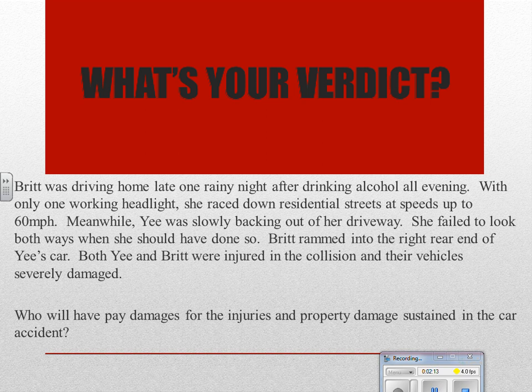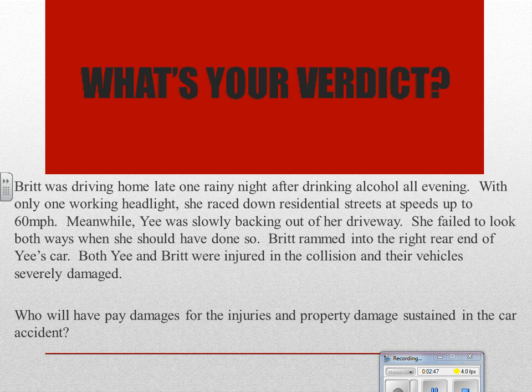So we have a rainy night. We have not the best driving conditions. We have speeding, going 60 miles an hour in a residential area, which is usually 25 to 35 miles per hour. And we have one working headlight. I'm telling you, Britt was a neglectful person here. She was negligent. How was she negligent? What does negligent mean now? Doing something wrong.